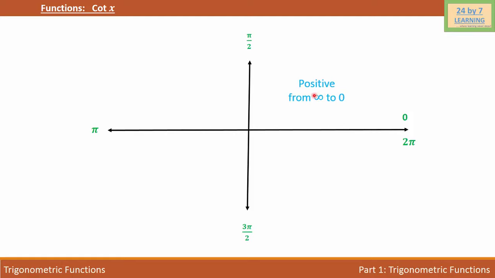The value of cotangent is positive in the first quadrant and it changes from infinity to 0. The value of cotangent is negative in the second quadrant and the value changes from 0 to infinity. The value of cotangent is positive in the third quadrant and the value changes from positive infinity to 0. And the value of cotangent is negative in the fourth quadrant and the value changes from 0 to infinity. And this is all about the cotangent function.